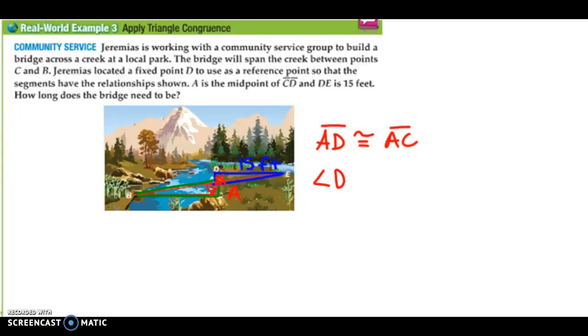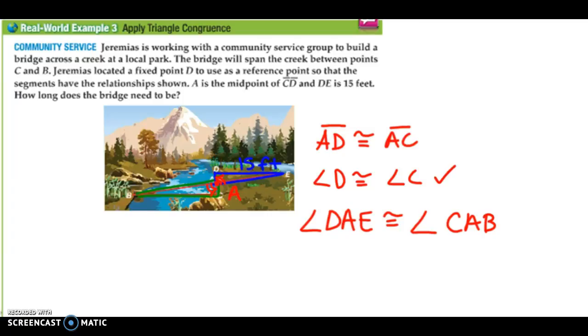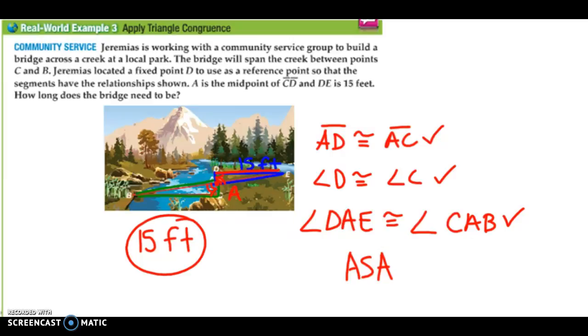And we know that angle D is congruent to angle C. And we know that this made up angle, which would be angle DAE, is going to be congruent to angle CAB. So we have an angle, side, angle. So by angle, side, angle, those triangles are congruent. So if DE is 15 feet, how long is BC going to be? 15 feet is my answer.